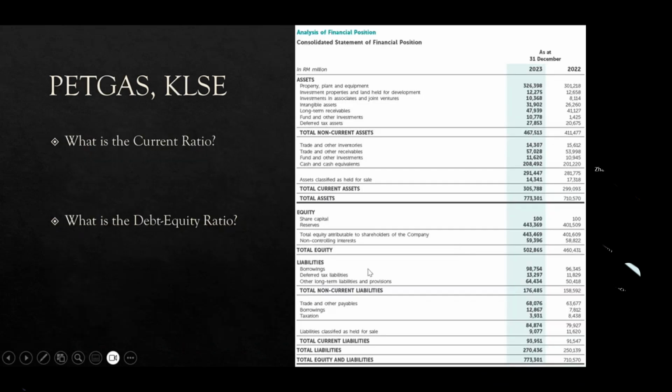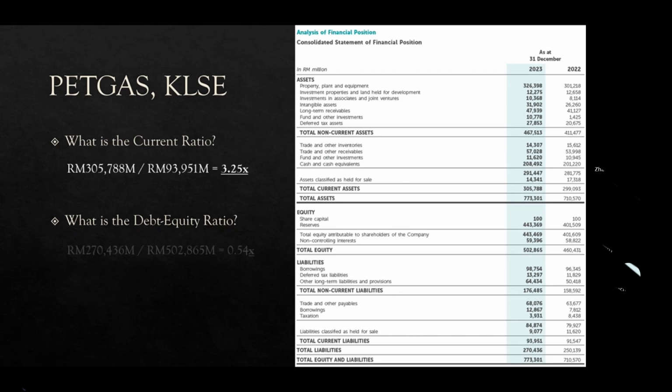Okay, so this is Petronas Gas, listed on the KL Stock Exchange. This is just to demonstrate how you calculate the current ratio. For the current ratio, just look at current assets over current liabilities. Current assets listed here are 305,788, and current liabilities are 93,951. So what can you conclude from this 3.25x?